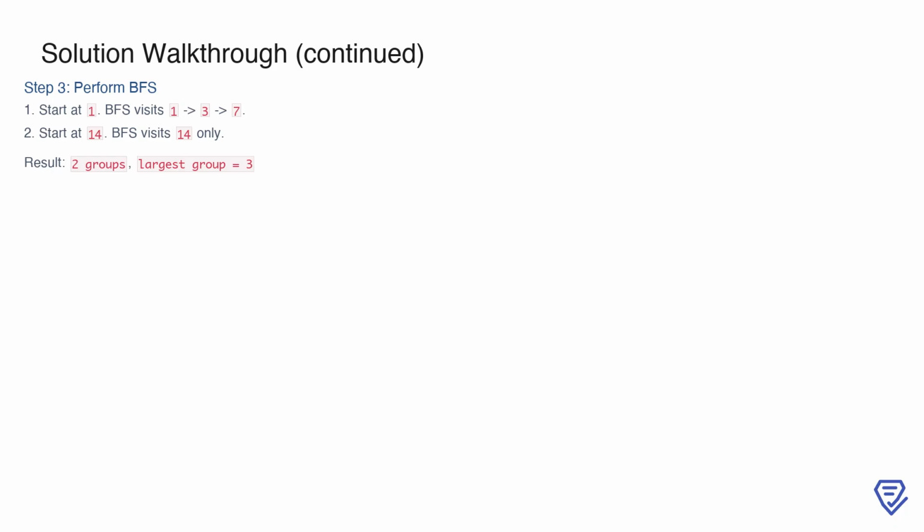Using the constructed graph, we perform a BFS to count the groups. Starting with the bitmask 1, which represents a, the BFS visits nodes 1, 3, and 7, forming a connected component of size 3. Then, starting at the bitmask 14, which represents BCD, the BFS visits only node 14, forming a separate group of size 1. In total, we find 2 groups, with the largest group containing 3 words. This completes the breakdown of the examples, demonstrating how we calculate bitmasks, build the graph, and use BFS to determine the number and size of connected groups.